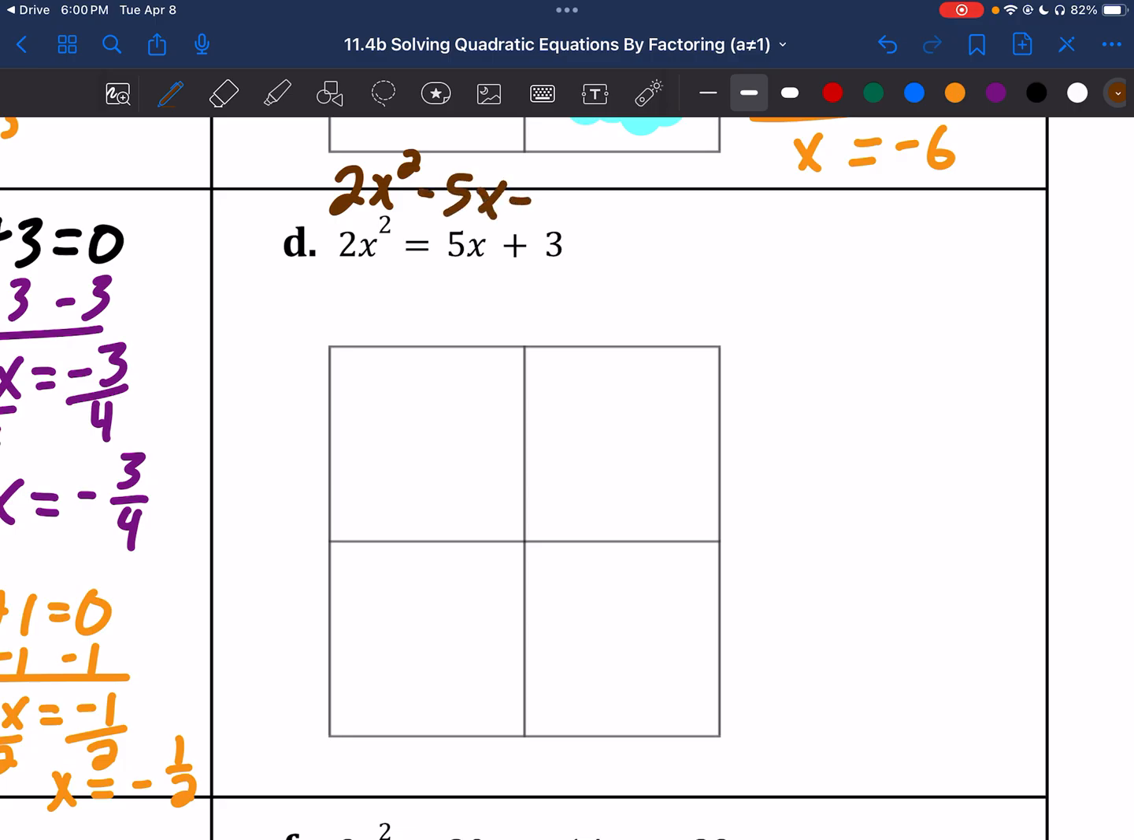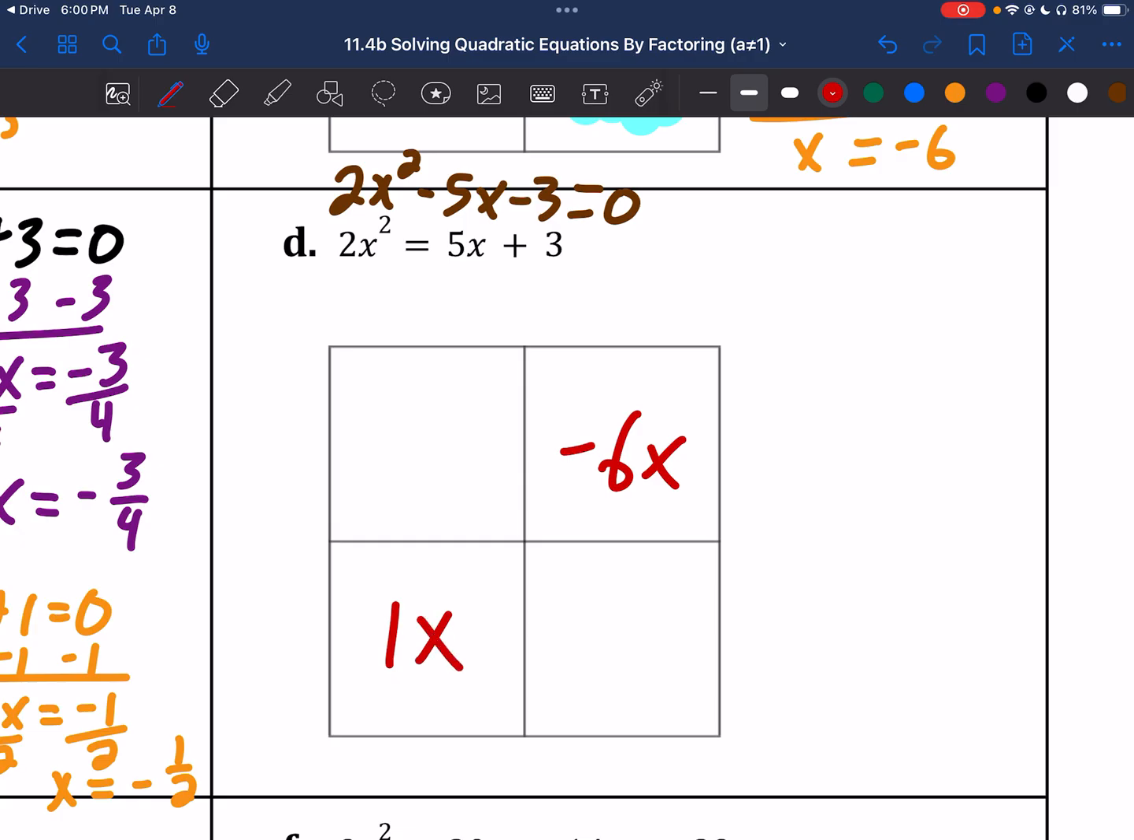The reason why we always want these to be equal to 0 is in order to apply the zero product property. Obviously, if they're not equal to 0, we can't set them equal to 0. We can't figure this out and use these properties. So that's our first step. So now I'm looking for factors of negative 6 that add up to negative 5. Well, that's going to be minus 6 and plus 1. Negative 6 and positive 1.